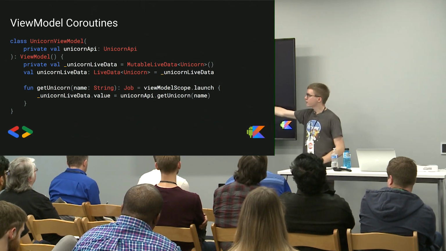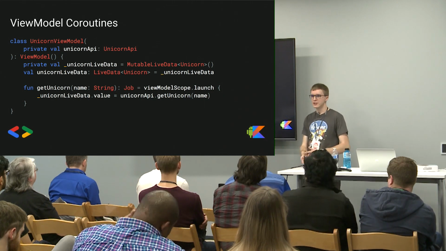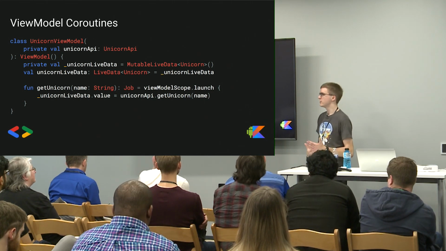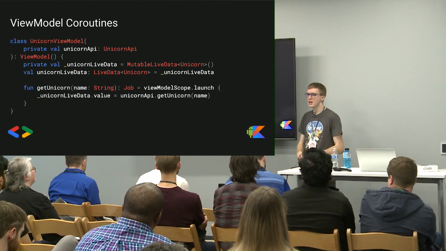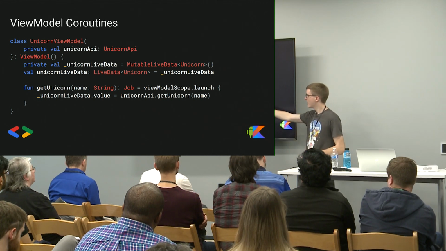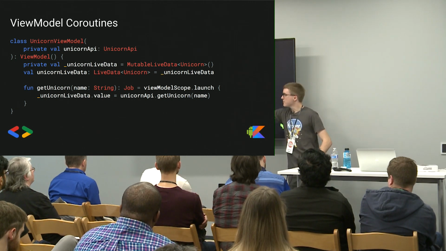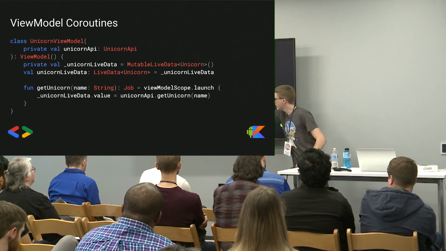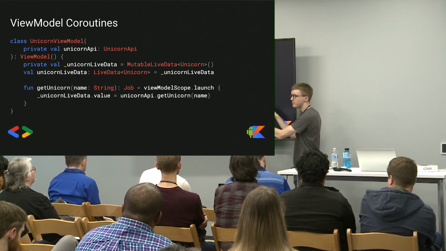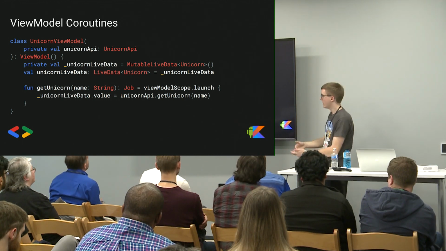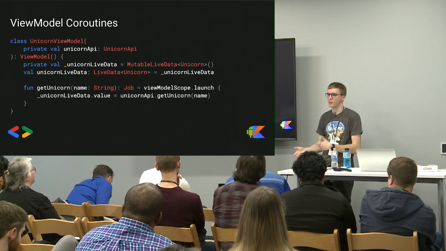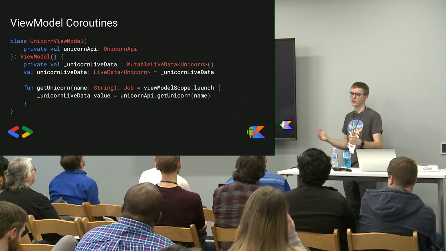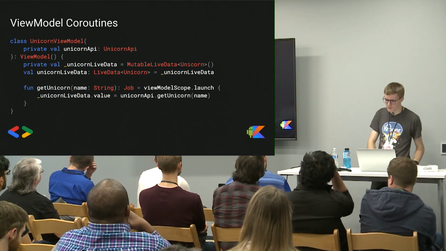And that's an interesting piece of that. Typically, just to be safe, you'll want to do post value on a live data. But the beauty of coroutines here is we are in the main thread. We can directly set the value, but when getUnicorn is called, just that one piece happens in the background. And all of that is without lots of verbosity, lots of additional code to say, yeah, I want to be off the main thread.